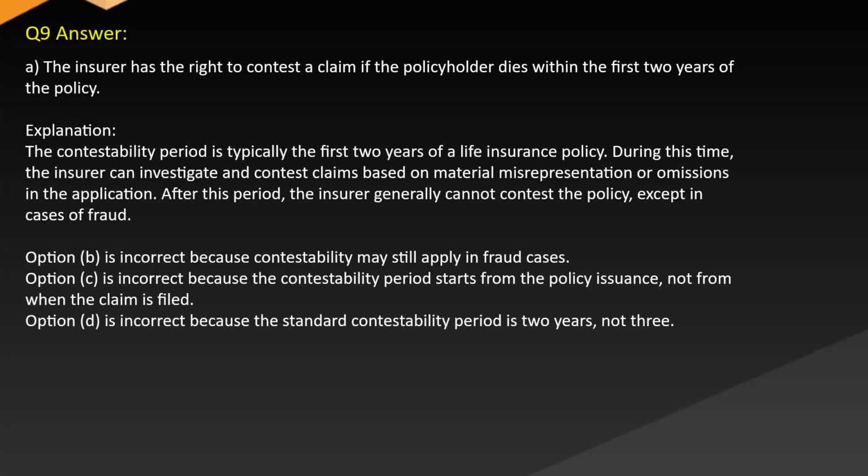Answer A. The insurer has the right to contest a claim if the policyholder dies within the first 2 years of the policy. Explanation: the contestability period is typically the first 2 years of a life insurance policy. During this time, the insurer can investigate and contest claims based on material misrepresentation or omissions in the application. After this period, the insurer generally cannot contest the policy except in cases of fraud.